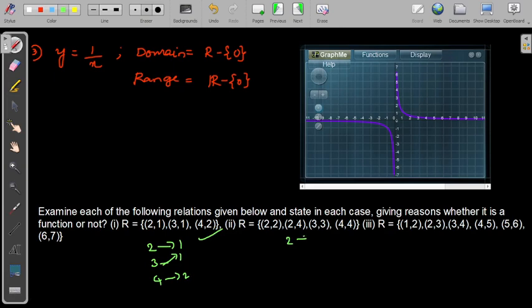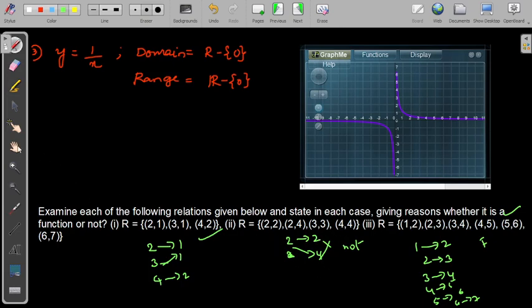In the second case, 2 goes to 2 and 2 goes to 4. Here itself uniqueness is lost, because every element should be associated with a unique element, that is not satisfied, hence it is not a function. This is not a function, the first is a function. Now 1 goes to 2, 2 goes to 3, 3 goes to 4, 4 goes to 5, 5 goes to 6, and 6 goes to 7. All the elements have a unique association, hence this particular relation becomes a function. This is a function and this is a function, but this is not a function because the second condition is violated.